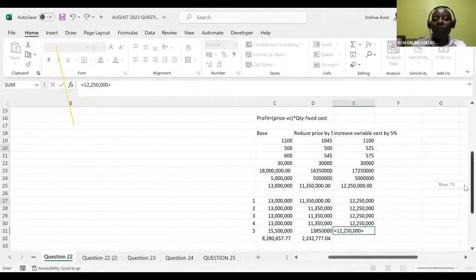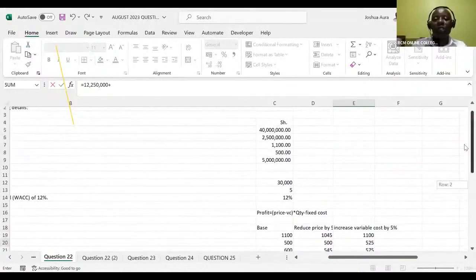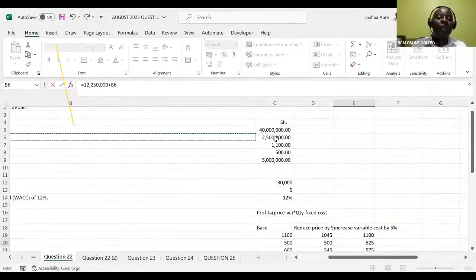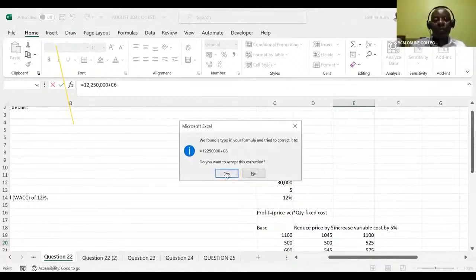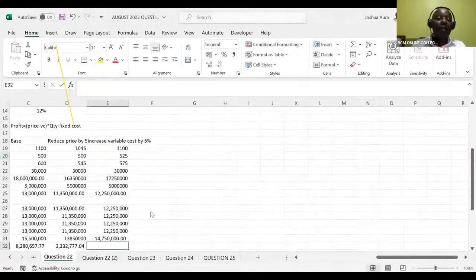Just go back and look for this scrap. So the scrap, ladies and gentlemen, what do we have here for the scrap? The scrap is 2.5 million. That one there. So you simply say enter, typo corrected, no worries. So then I have this as my cash flow.